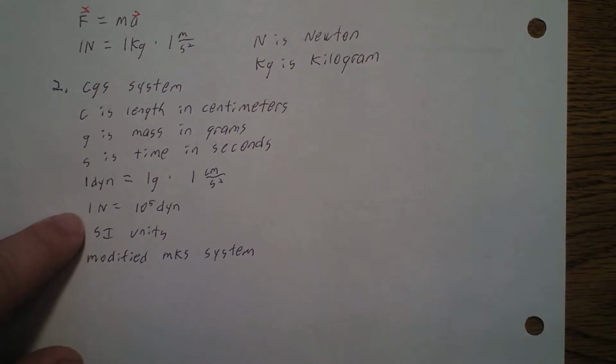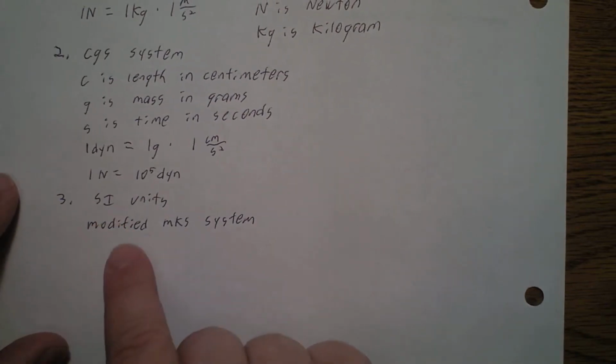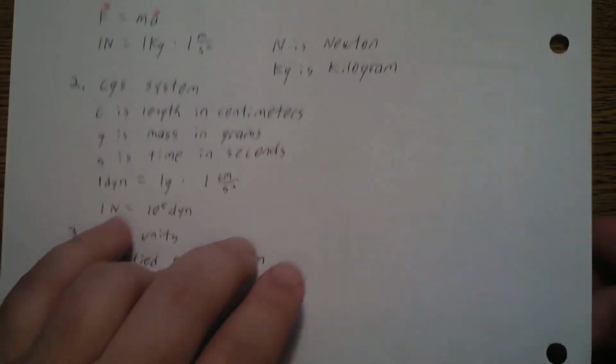And you can convert the MKS system to the CGS system using 1 Newton is equal to 10 to the 5th power dynes. And then there's also the SI units, which is a modified MKS system.